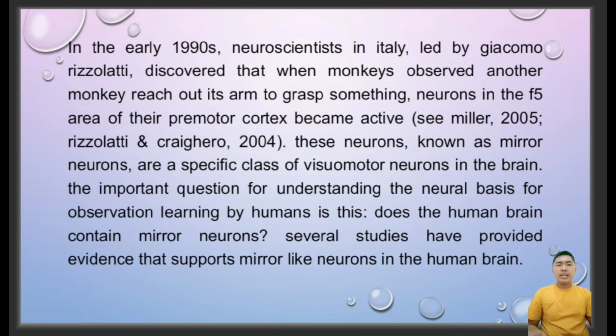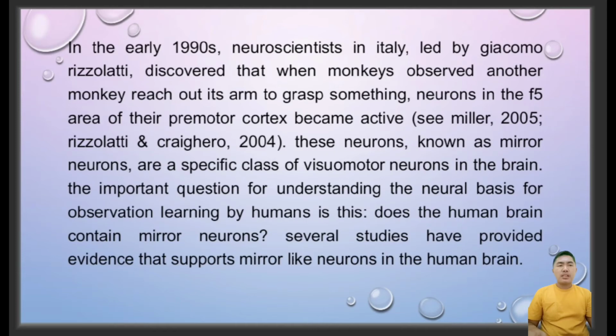These neurons, known as the mirror neurons, are a specific class of visuomotor neurons in the brain. The important question for understanding the neural basis for observational learning by humans is this: does the human brain contain mirror neurons? Several studies have provided evidence that supports mirror-like neurons in the human brain.